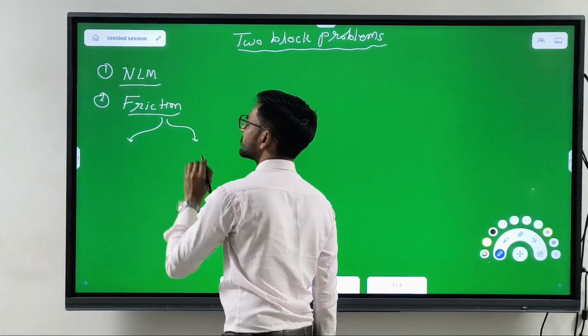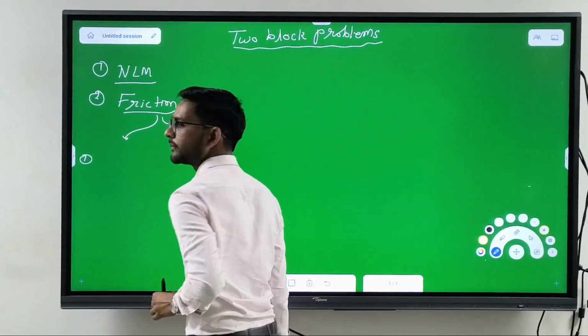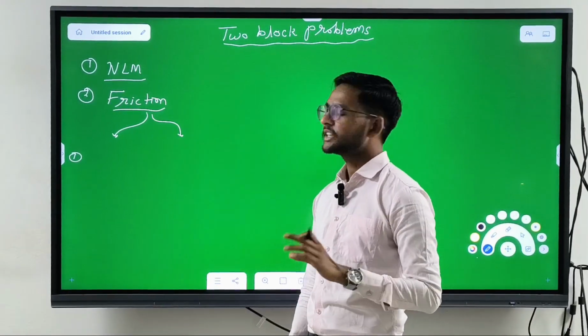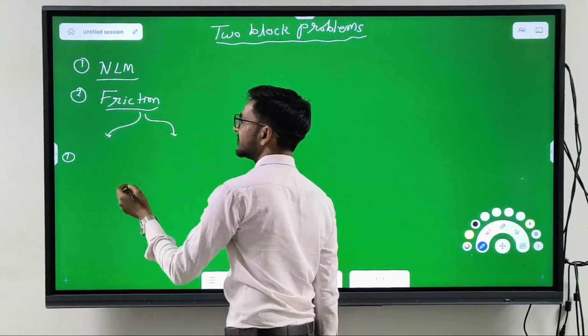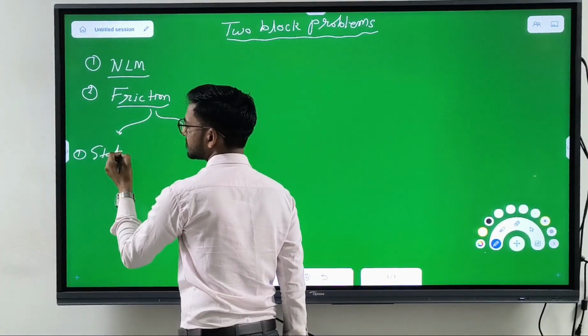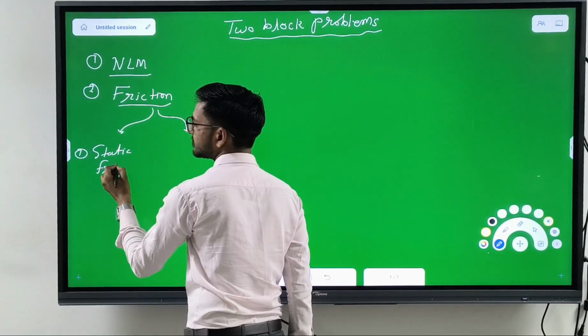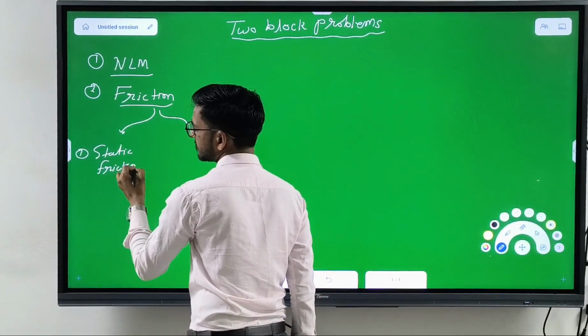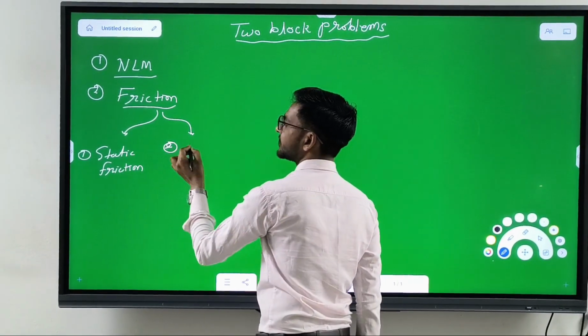Friction is of two types. Okay, there are two types of friction. The first one is called static friction and the second one is kinetic friction.